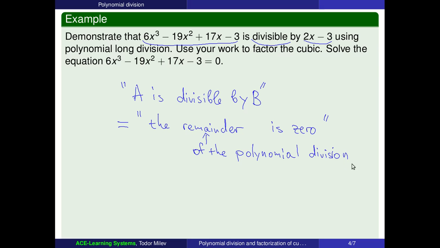Remainder of the polynomial division algorithm. Of course, saying that a is divisible by b means that the remainder is 0, not only for polynomial division, it also means the same thing when talking about integer division. So if a and b are both numbers, then a is divisible by b if the remainder of the integer division algorithm is 0. Okay.